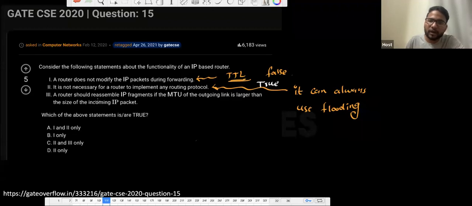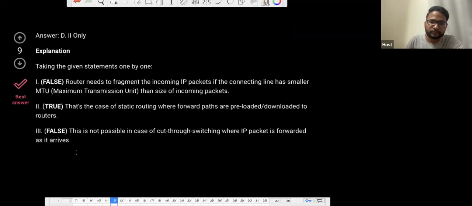What is the third statement? A router should reassemble IP fragments. No, it should not reassemble, right? If the MTU... no, it is false, right? So this is false. So only the second one is true. D is true. Yeah, reassembly is only at the destination.